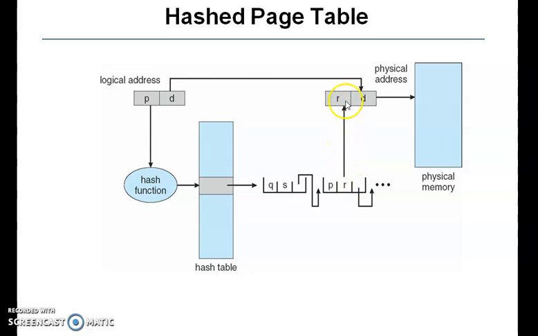Using this R as the frame number and using D as the displacement here, we generate the physical address using the R and D combination. Then we can use this address to search in the physical memory. And suppose there is a mismatch at the second level also, we go to the next element.